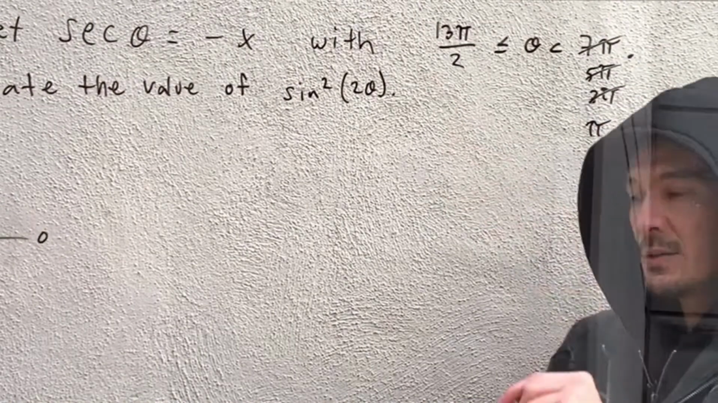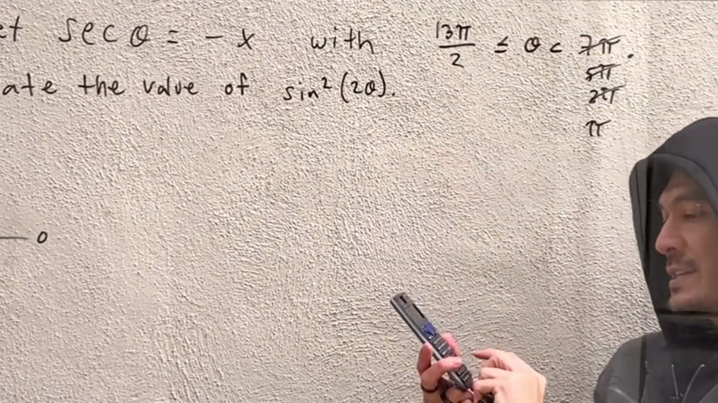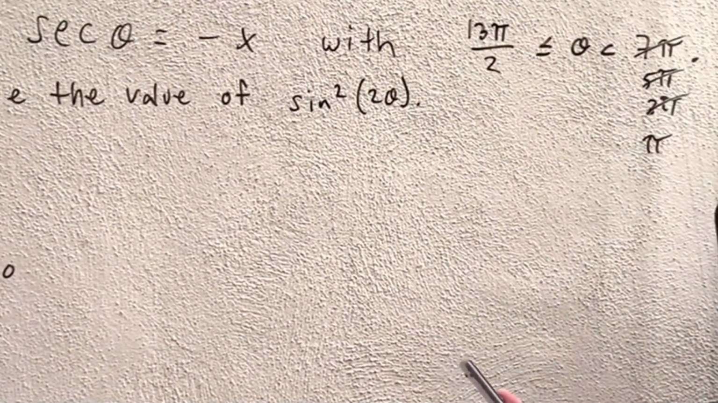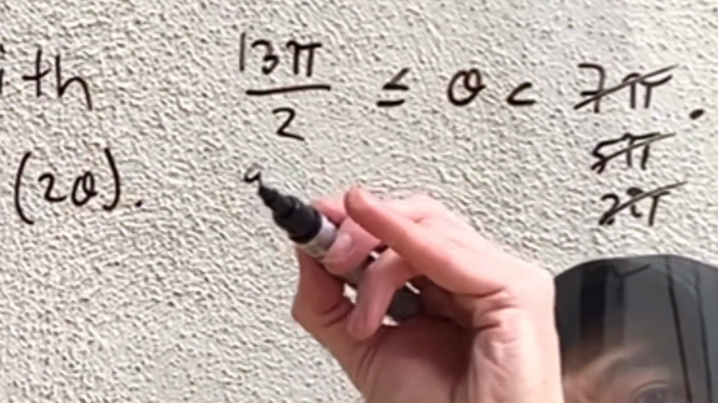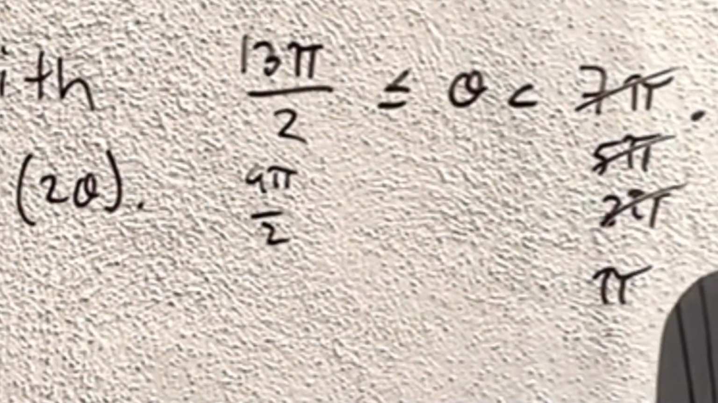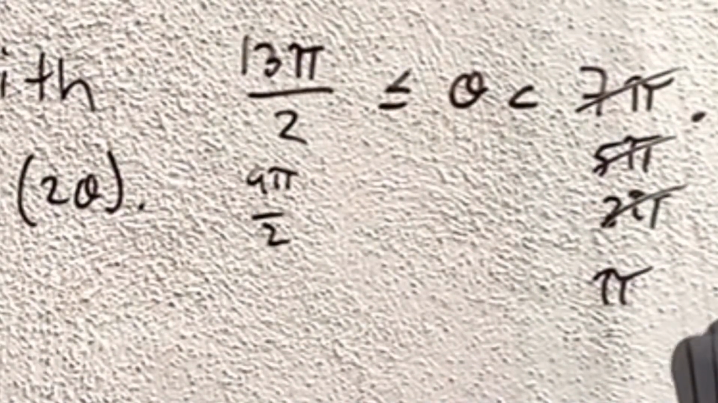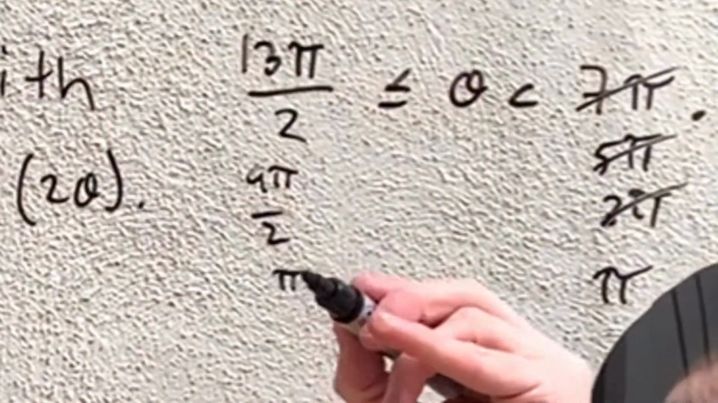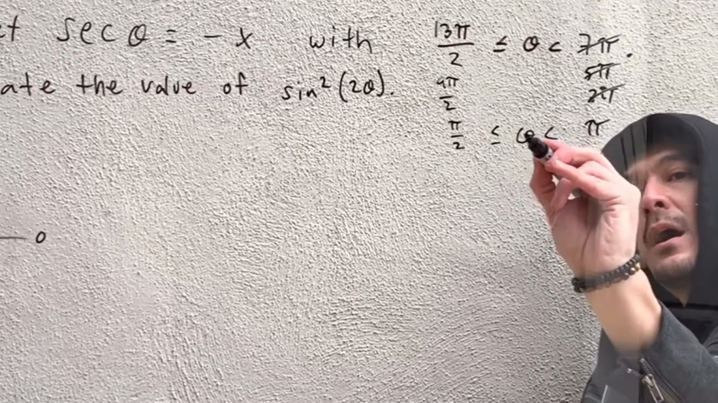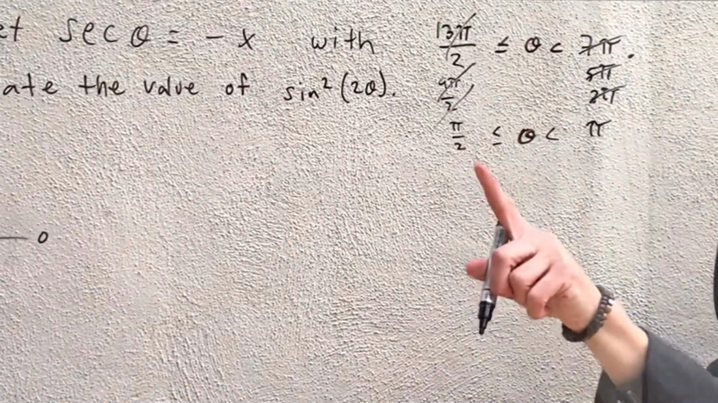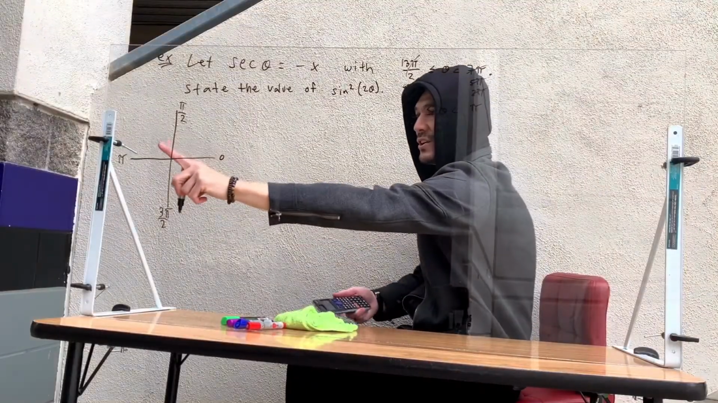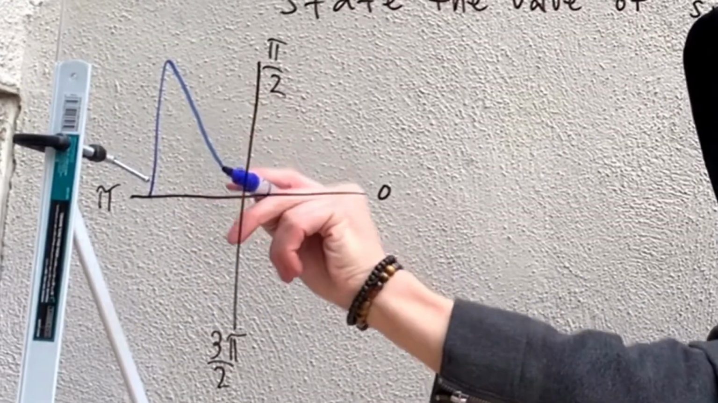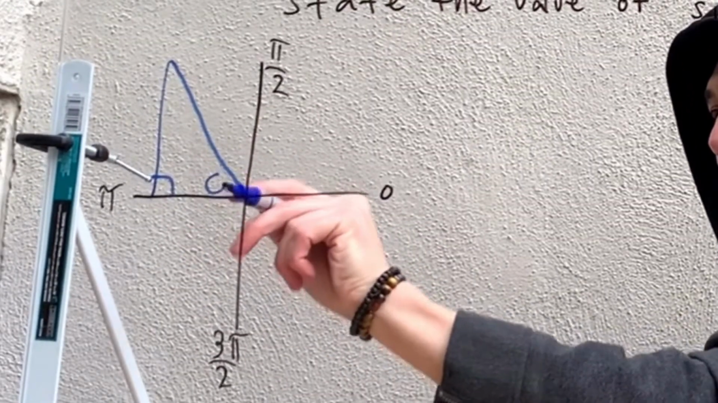So do the same here. Do that on your Casio if you want. Type in 13 pi over 2, and from it, take away 2 pi. Take away 2 pi, and it says 9 pi over 2, but I don't see that there. So again, keep subtracting 2 pi as many times as you have to. Eventually, it'll say pi over 2. So really, our angle theta is between pi over 2 and pi, which is quadrant number 2. So go to quadrant 2 and draw your right triangle, something like that.